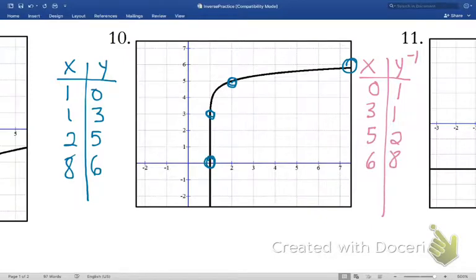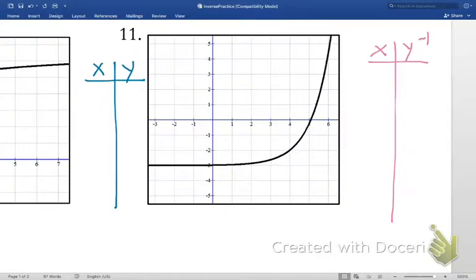Now we get to put those on the graph. So 0, 1, 3, 1, 5, 2, and 6 goes 8. So we come along, and it curves up, and it stays at that positive 1 on the other side. So now let's draw our reflected line. Let's make sure that we've got it right, and look at that. Isn't that pretty? Looks like a perfect mirror reflection.